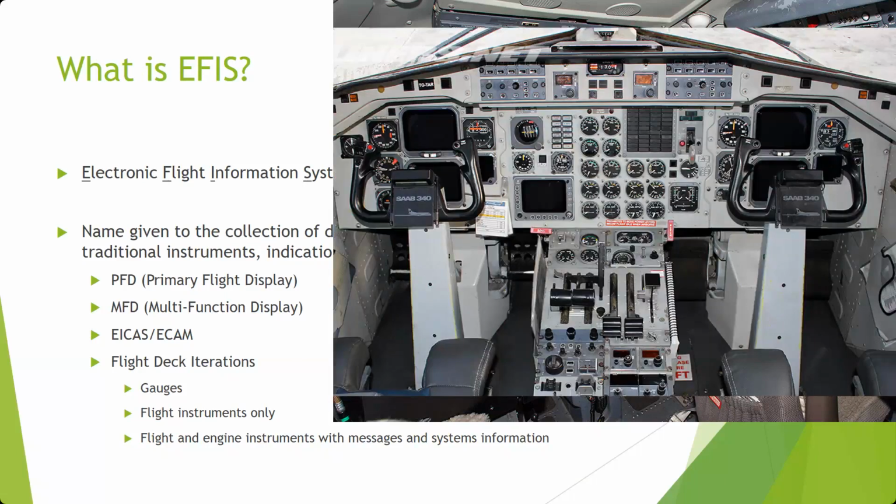Okay, this plane has EFIS. Here's your electronic flight displays, but it still has analog engine displays, and if you look at the overhead panel, it has analog system displays, analog system instruments. Okay, this is an EFIS cockpit, but it does not have ICAS or ECAM in it. Okay, it doesn't have systems and engine information displayed digitally.